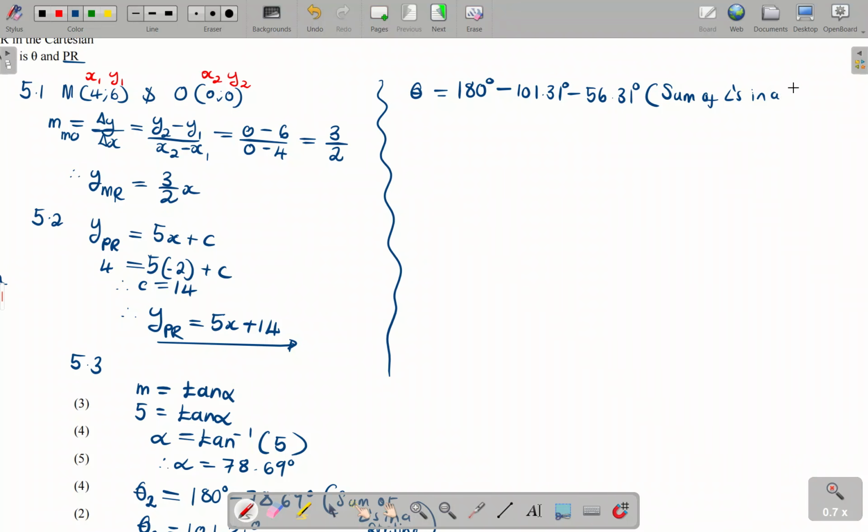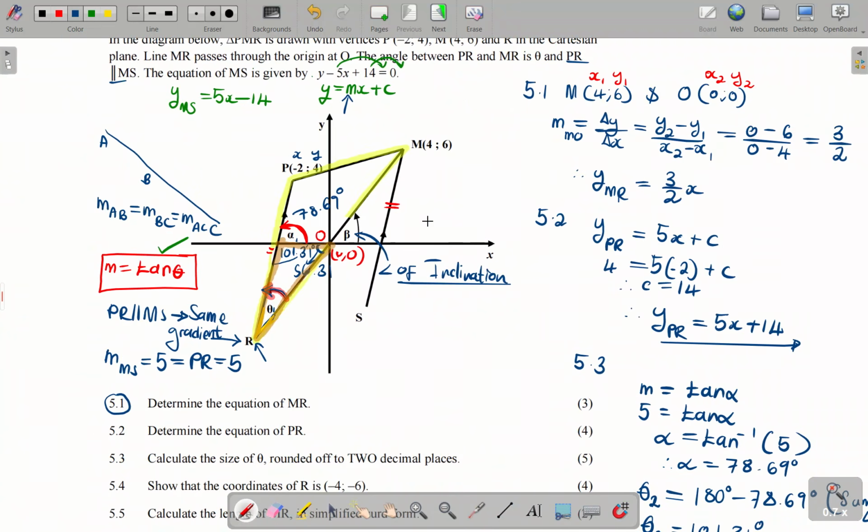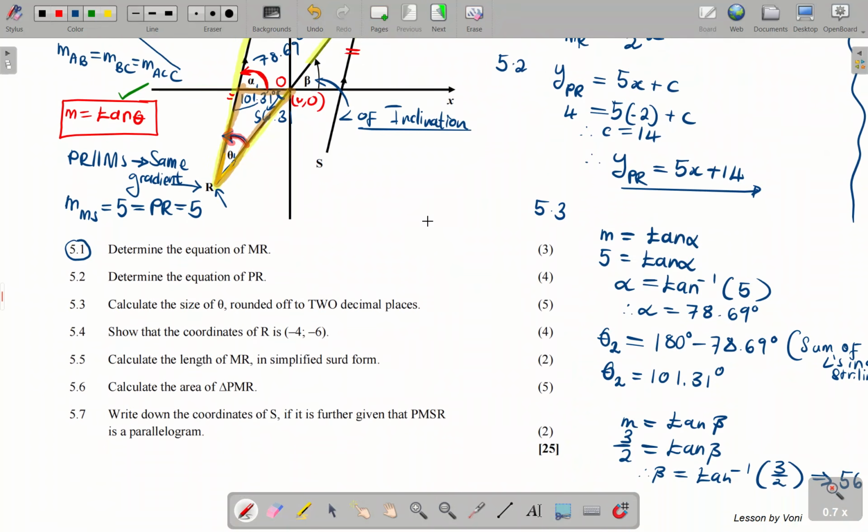So now theta is just going to be 180 minus 101.31 subtract 56.31. So now this angle becomes 22.38 degrees. So this is the answer, rounded off to 2 decimal places.